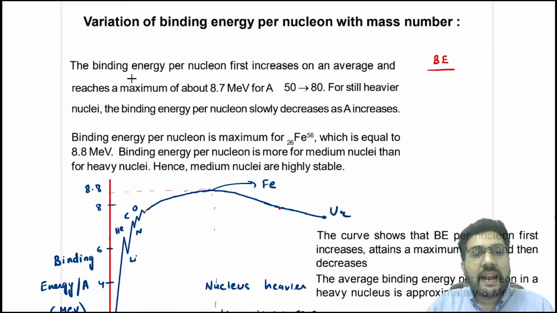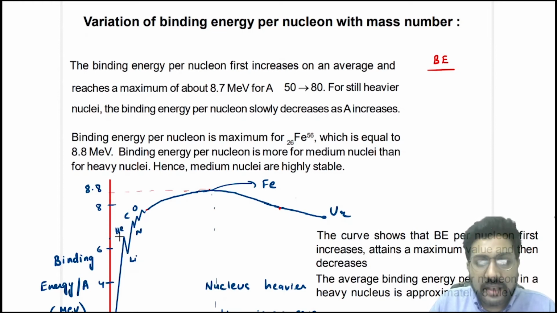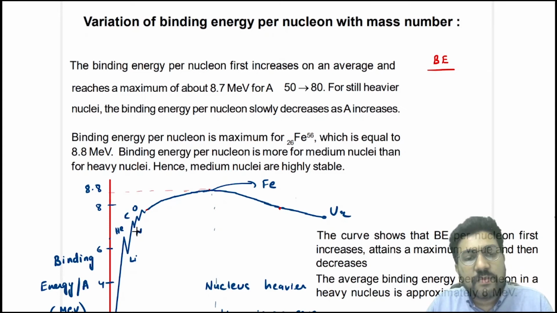So the binding energy per nucleon first increases on an average. Why are we writing on an average? Because there are some exceptions here. The binding energy of helium is more than lithium, although its mass number is less. Similarly, the binding energy of carbon is more than nitrogen. So there are some exceptions, but overall the trend is same.